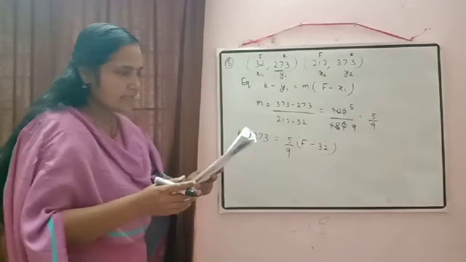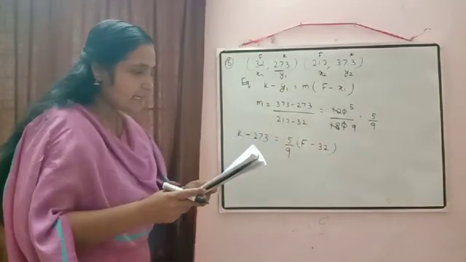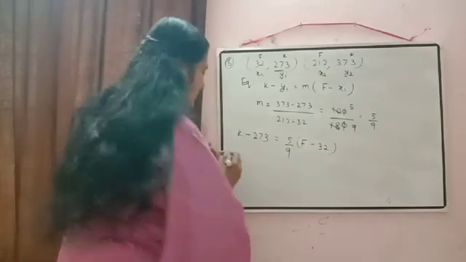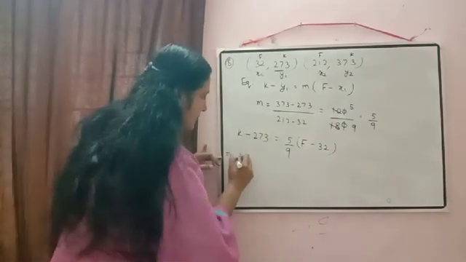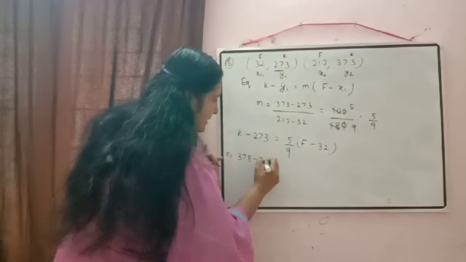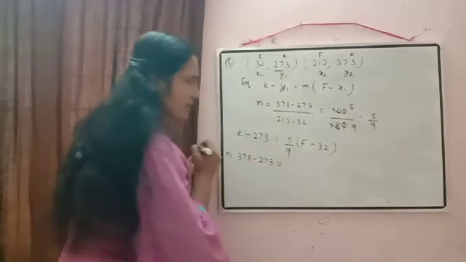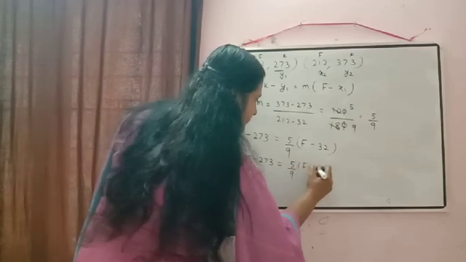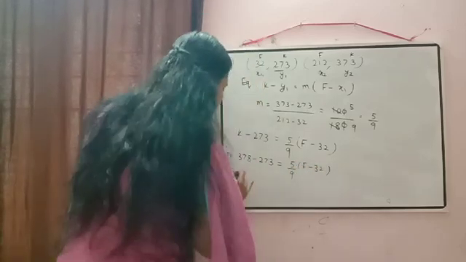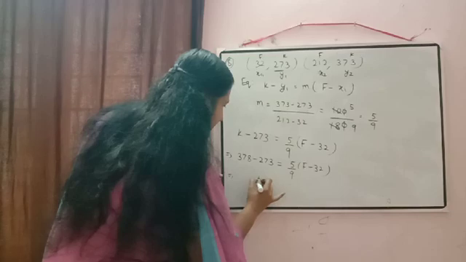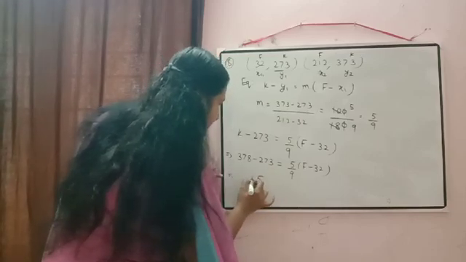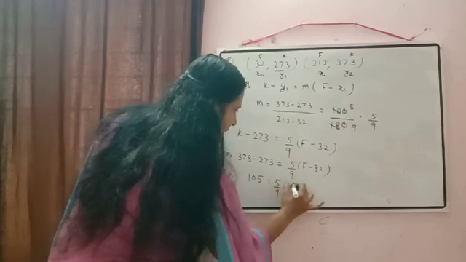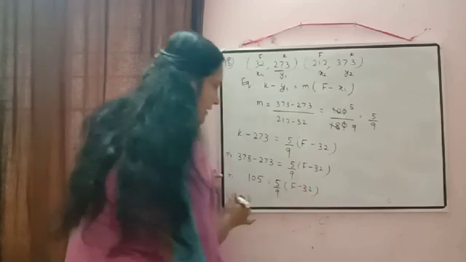Find the value of f when k is equal to 378. Now here we will substitute k is equal to 378. So we will get 378 minus 273 is equal to 5 by 9 into f minus 32. Just subtract it: 8 minus 3 is 5, 7 minus 7 is 0, 3 minus 2 is 1. So 105 is equal to 5 by 9 into f minus 32.